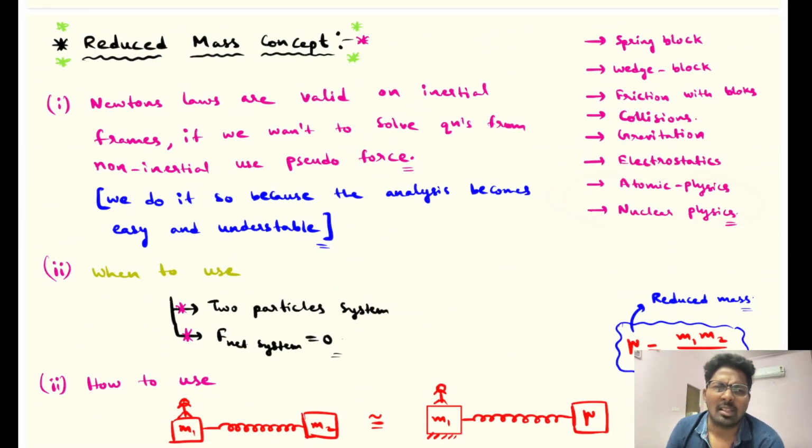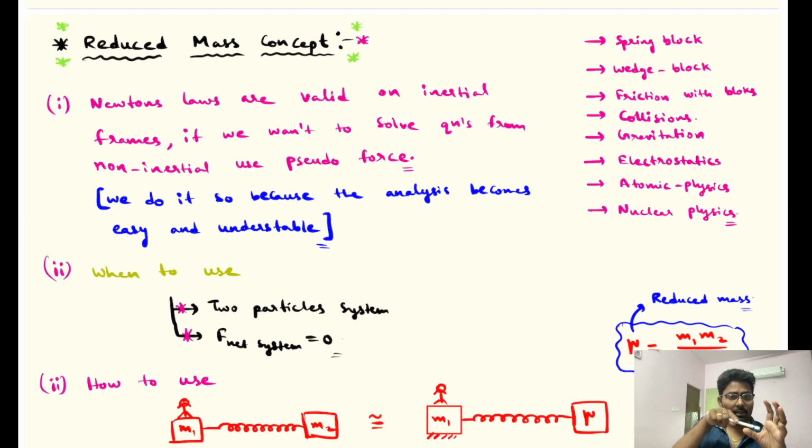In atomic physics, I guess in some AITS question paper I have seen a beautiful question where, in general, we know the nucleus is fixed, and around that the electron will be revolving. Compared to the electron, the nucleus size is very, very big. So we won't be taking any effect of the electron on the nucleus.